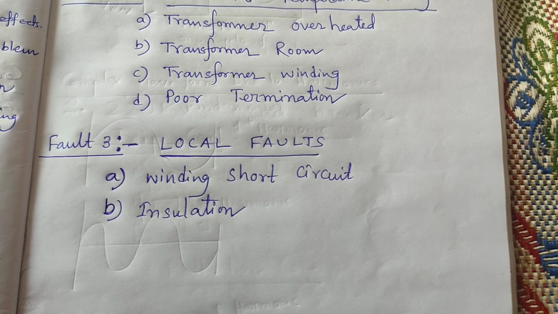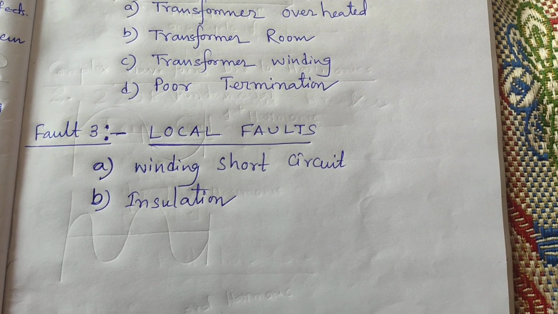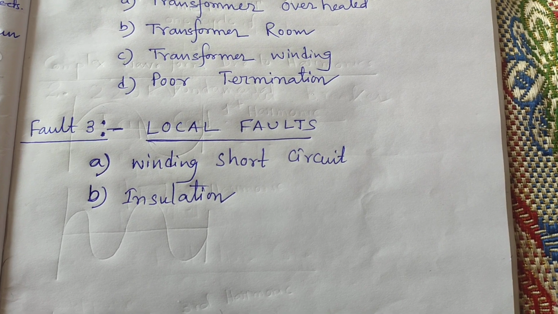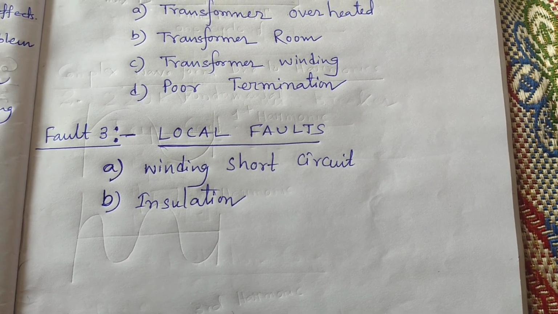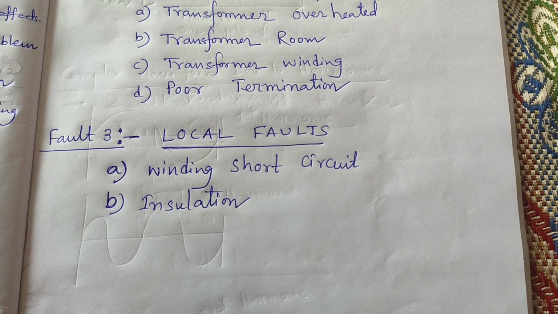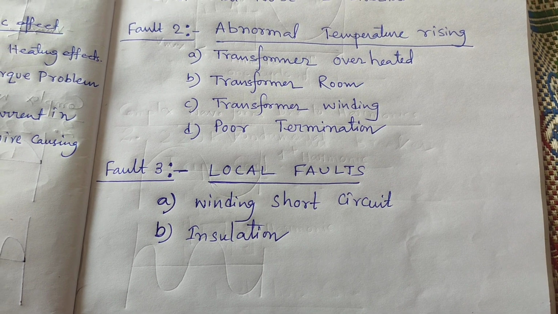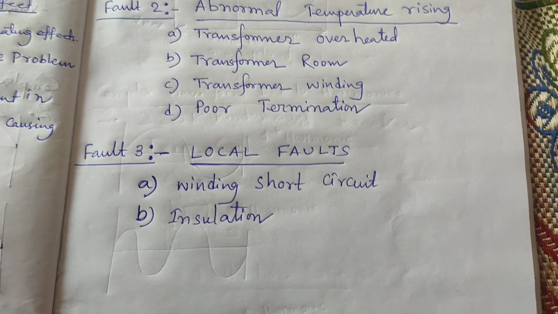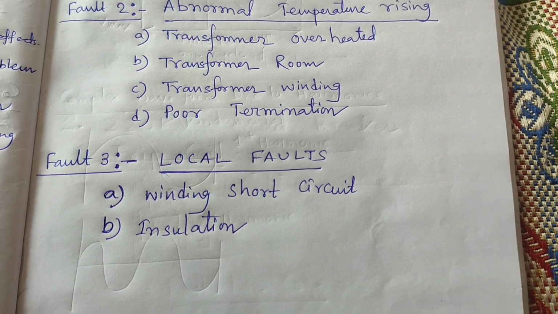Then we should check that the silica gel inside the breather is blue in color. If some moisture has been absorbed by the silica gel, then it will convert to pink, and then the last condition is white. So we should check whether the silica gel is in normal condition or not.